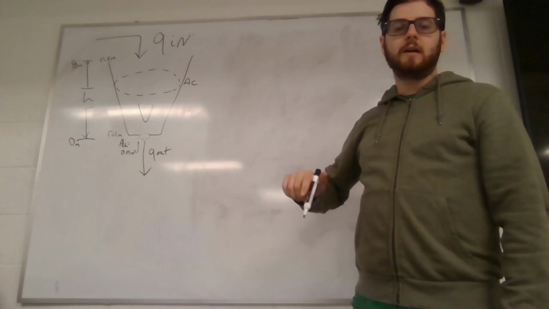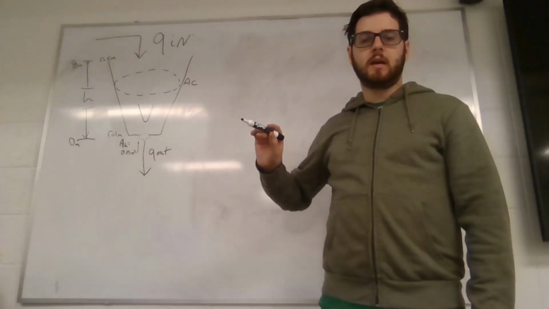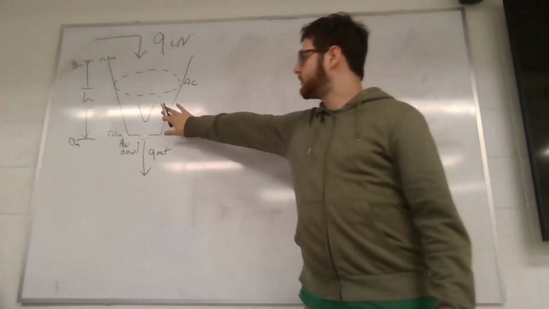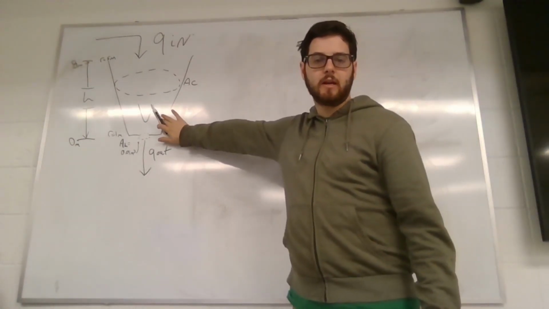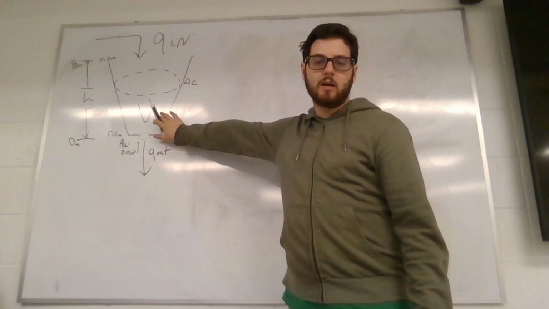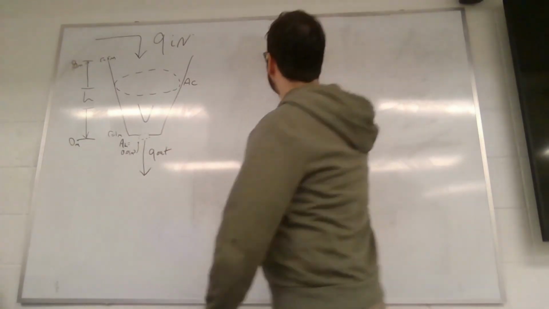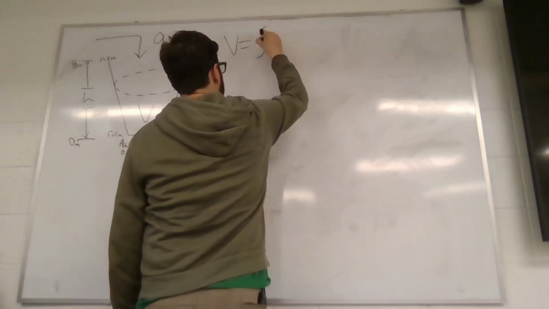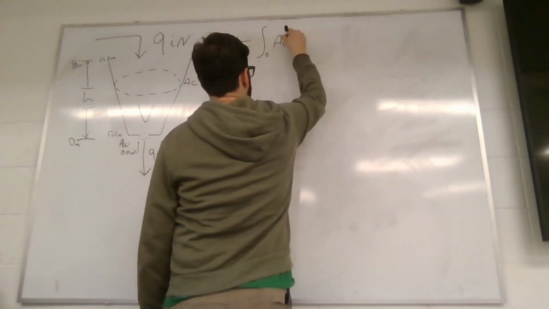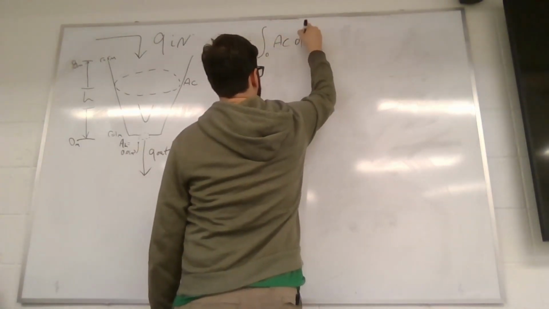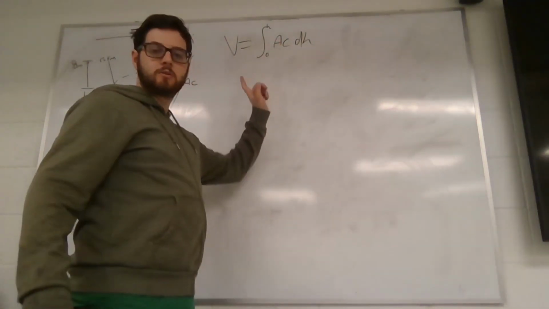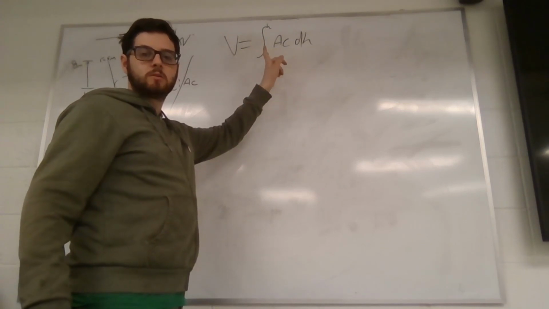To do that, we need to start by looking at a very simple differential equation. We're going to start with the volume of the tank. So let's say V is equal to the integral of cross-sectional area with respect to height from 0 to whatever height we choose.